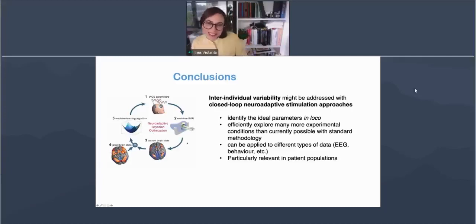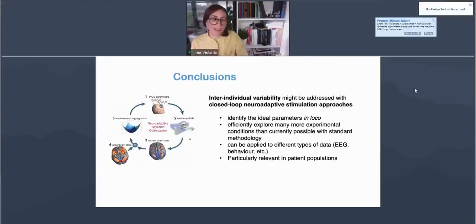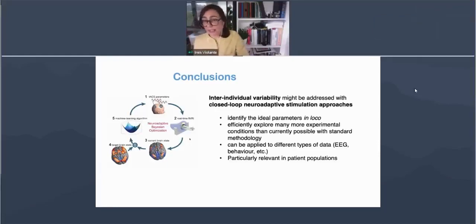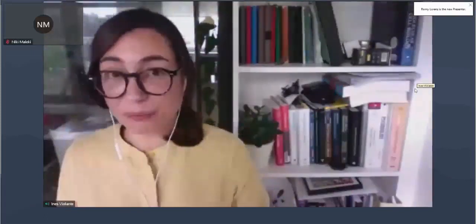So watch this space. And I think my general conclusions have to do with our approach to neuroadaptive Bayesian optimization as a way of addressing inter-individual variability, and the fact that it's going to be really, really hard, if not impossible, to have a model of the brain.